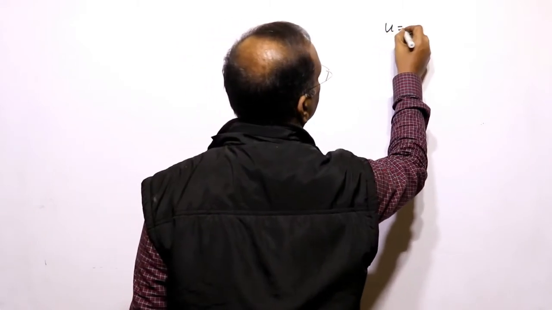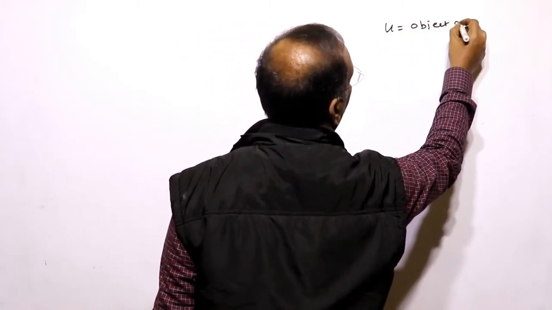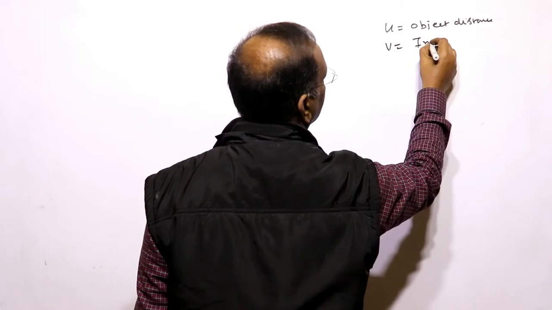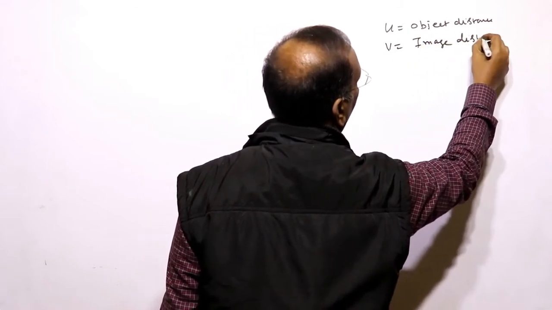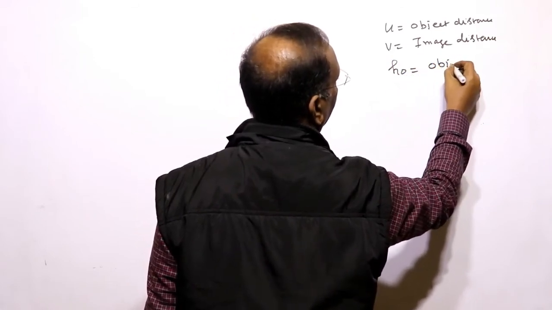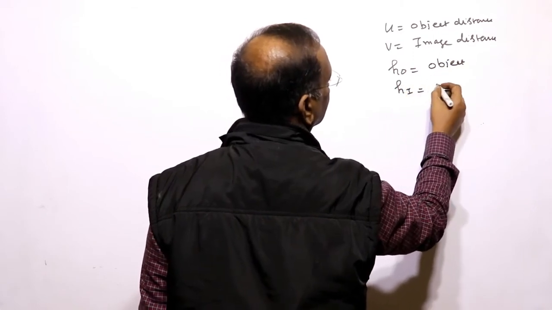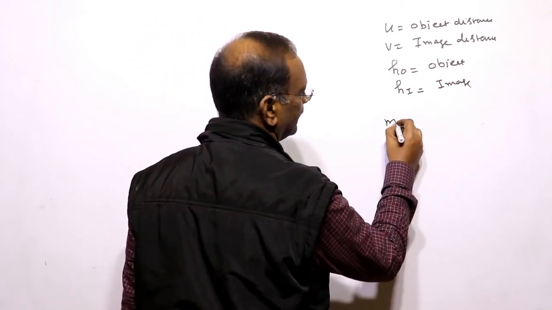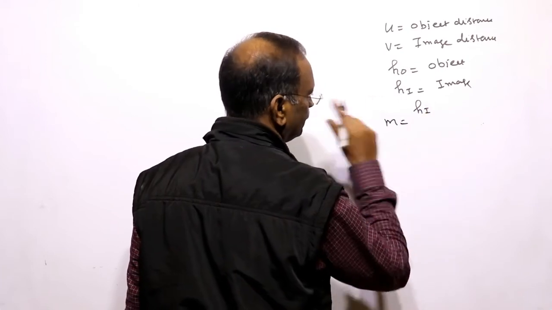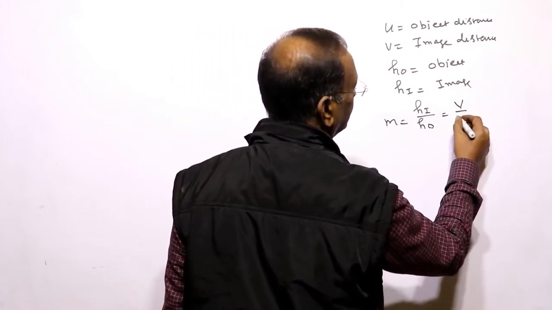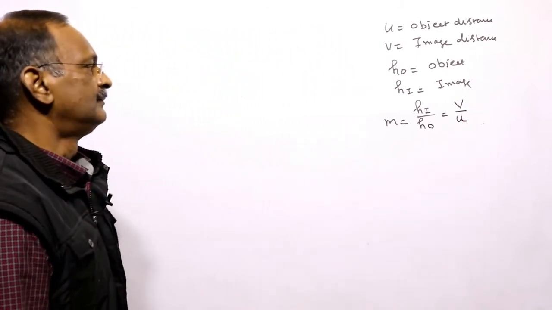Now the relation between object distance from optic center, image distance, height of object, height of image. We'll find the relation between the magnification in terms of height of image by height of object is equal to image distance from the optic center by object distance with the optic center.